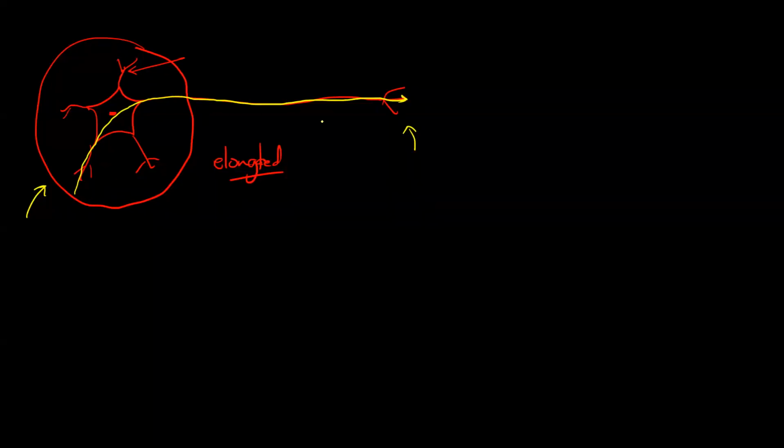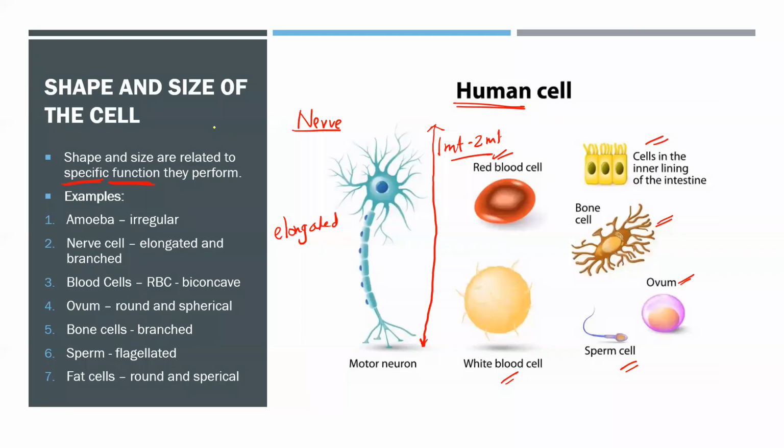Okay, so as you can see, it is passing the message, and messages in our nervous system have to be passed very fast, right? So in order to pass the messages very fast, this cell has become elongated. That means lengthwise it has increased. Okay, so this is the function. Their function is to pass the messages, and in order to perform this function very well, they have elongated themselves.